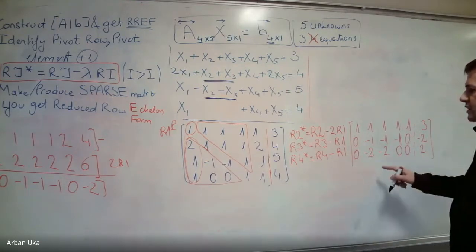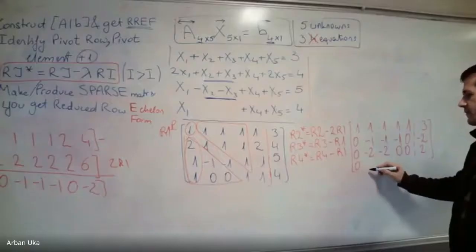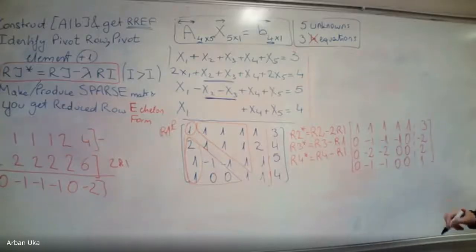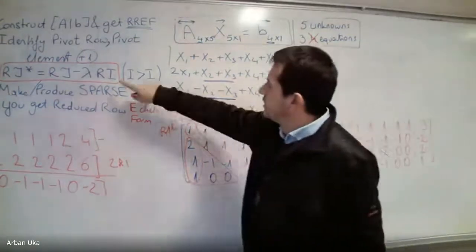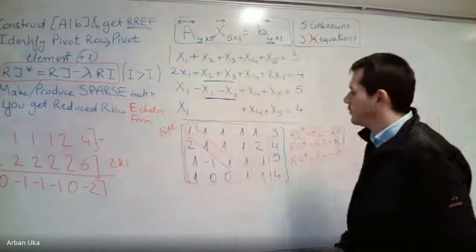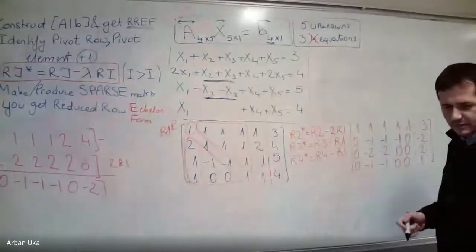So what is this going to be? 0. Yes. Minus 1. Yes. Minus 1. Okay. 0. Yes. 0. Yes. 1. Okay, that's it. So we did it. What we did in this part is we tried to make it sparse, and now what is the next step? The next step is the following.